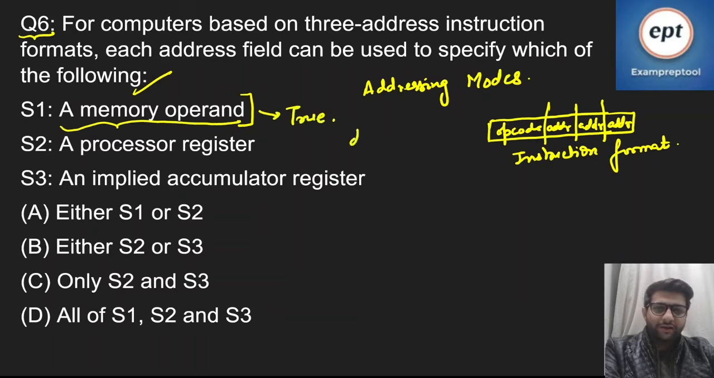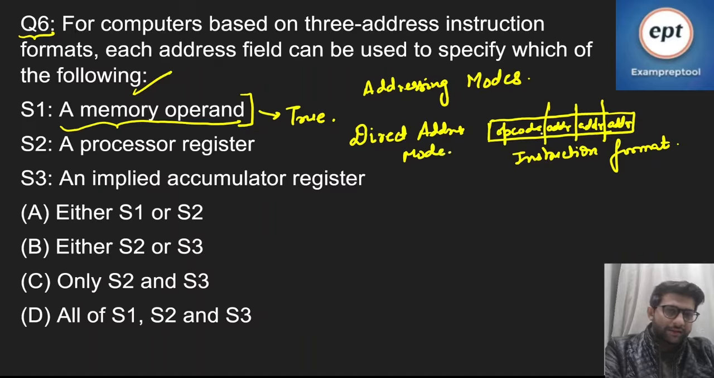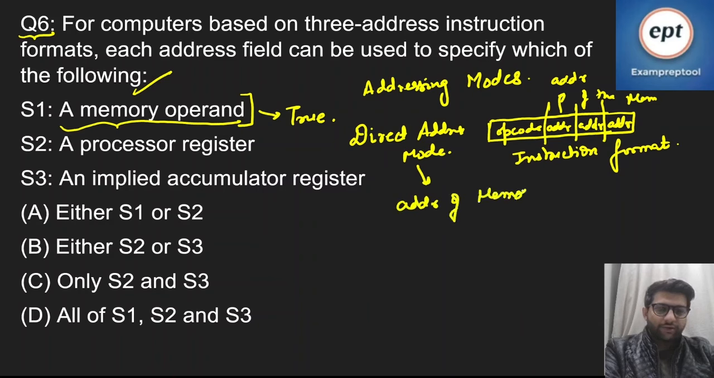Why? Because if we use the direct addressing mode, then this address field will contain the address of the memory location. Let me write this here: address of memory location. And the operand will be stored at that particular memory location.